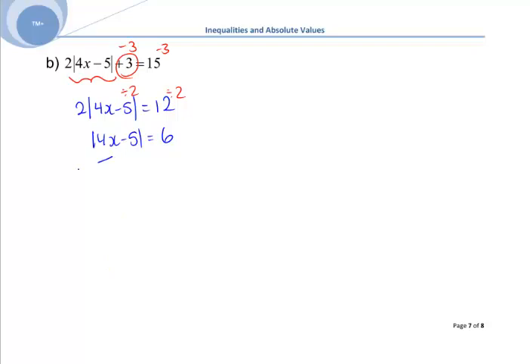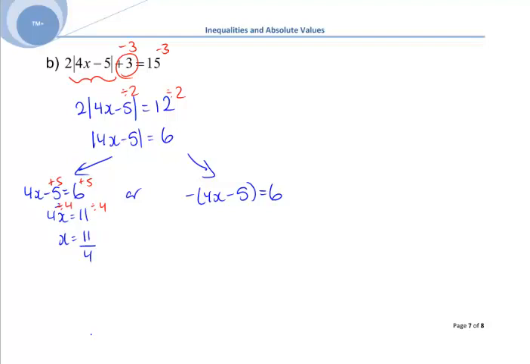Now I've isolated the absolute value, I can go into my two possible solutions. 4x minus 5 equals 6, or the negative of 4x minus 5 equals 6. Isolating the x on this side, add 5 to both sides. So we have 4x equals 11. Divide both sides by 4, and I have x is 11 over 4.